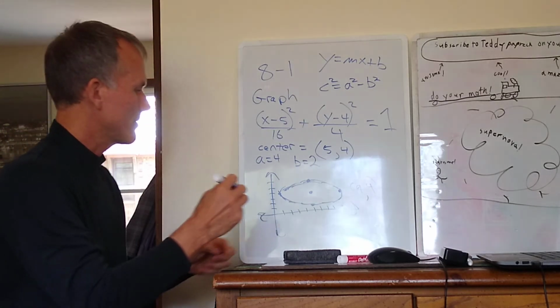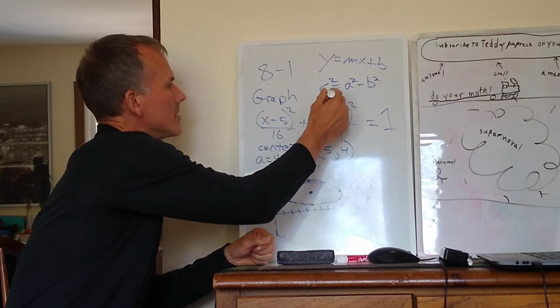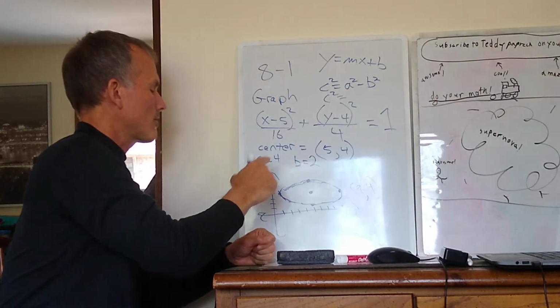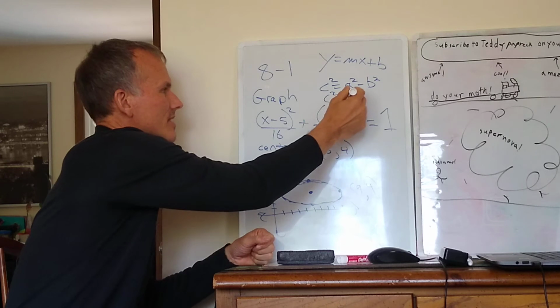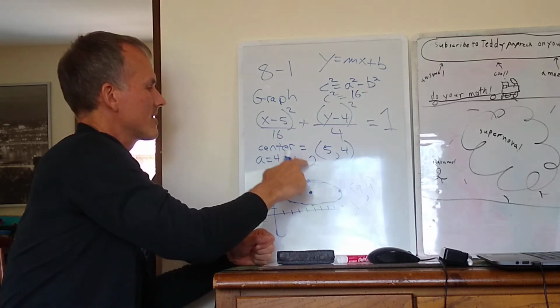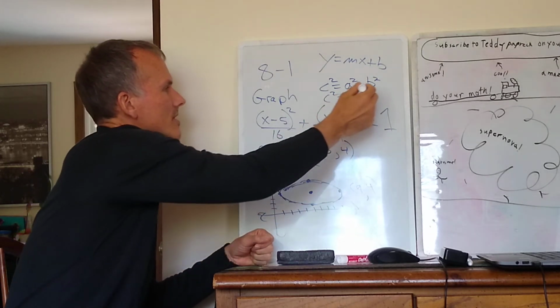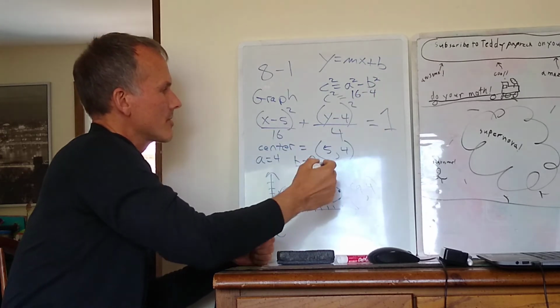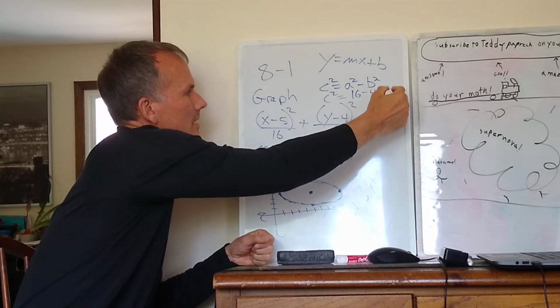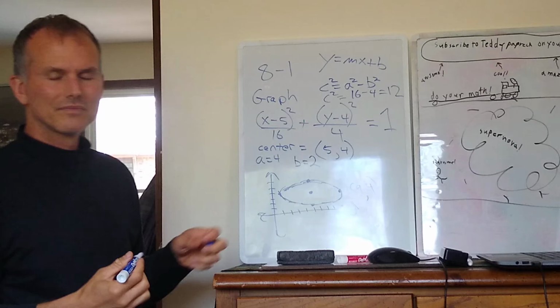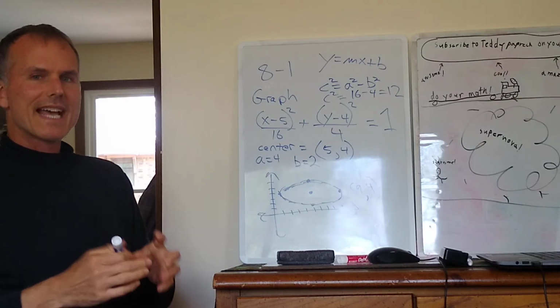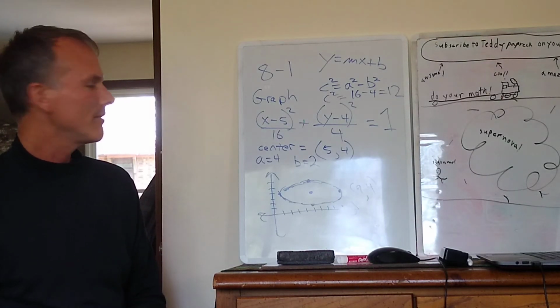Well, maybe I'll do it right here. c squared equals a squared. Well, a is 4, so a squared is 16, minus b squared, which is 4. So c squared is 12, which means c has to be the square root of 12.